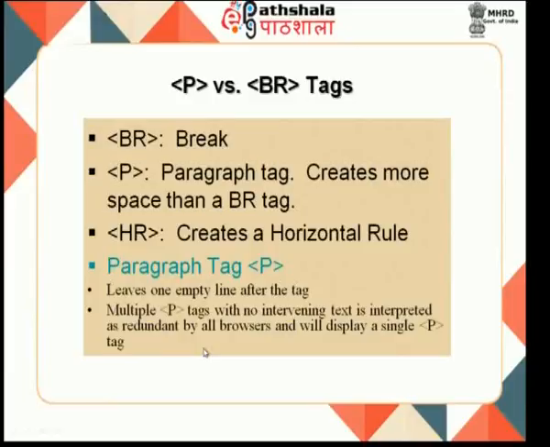The hr tag is used to create a horizontal rule. A paragraph tag leaves one empty line after the tag. If you use multiple p tags with no intervening text, then all of them would be taken as redundant by the browser and will display as a single paragraph tag. So, it leaves only one line.